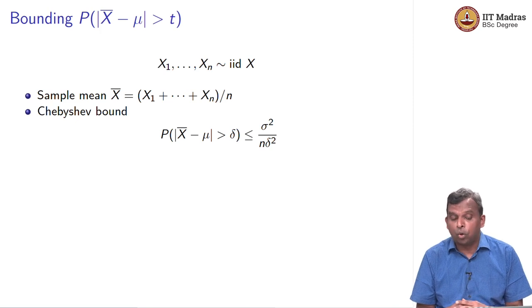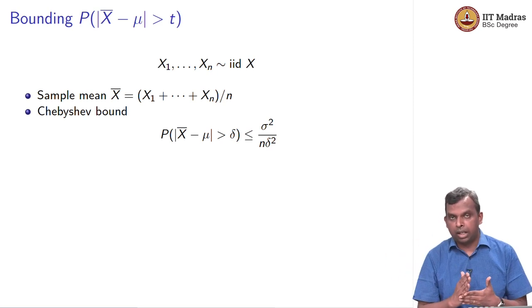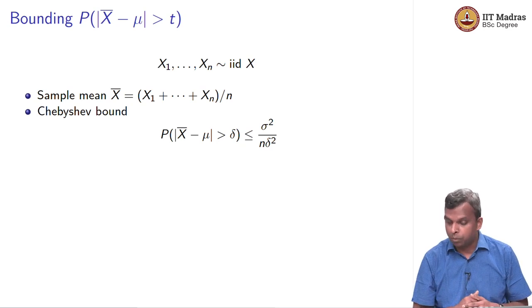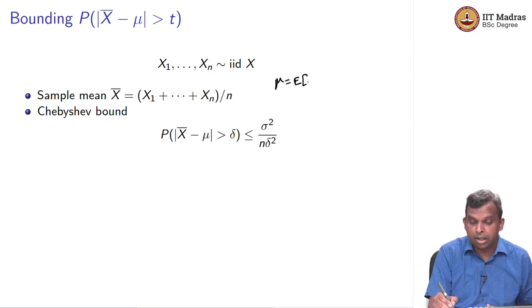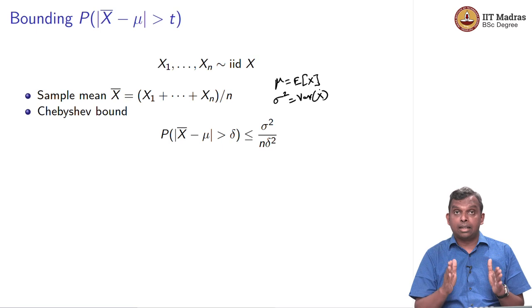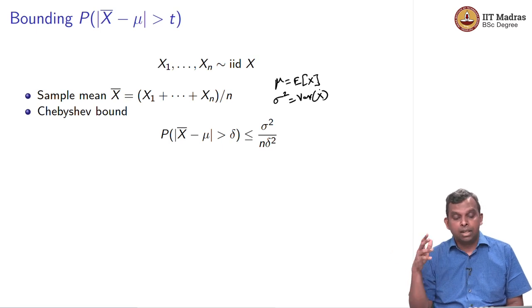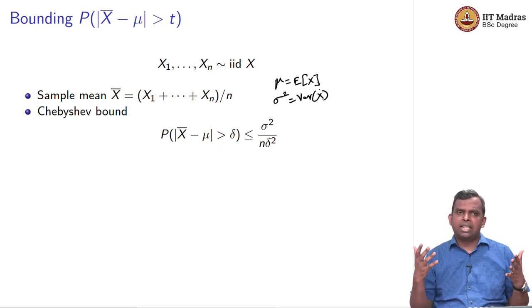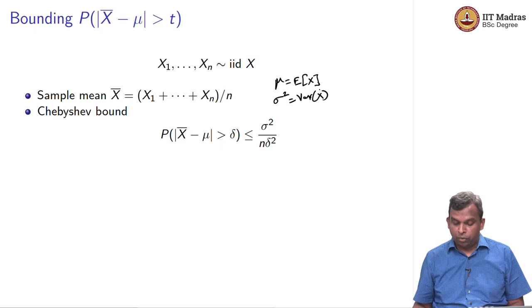We've seen the Chebyshev bound before, which says the probability that the sample mean deviates by more than delta from the distribution mean mu, where mu is the expected value of X and sigma square is the variance of X. We'll assume both of these are finite. The probability that the sample mean deviates by more than delta from mu is bounded by sigma square by delta square, but it's bounded by 1 by n. This was enough to show the fantastic weak law of large numbers, which said X bar gets very, very close to mu, almost indistinguishable from mu, as we make n very, very large.